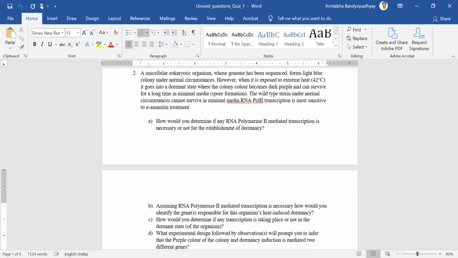Priyanshu, bolo. So, sir, in the first A part, since the statement is given that RNA polymerase 2 is most sensitive to alpha amanitin treatment, if we treat the cells with alpha amanitin, that means RNA polymerase 2 will be not functional or inactivated. So in that case, we can see if the dormancy is taking place or not when we expose that organism to 42 degrees Celsius. Absolutely correct.